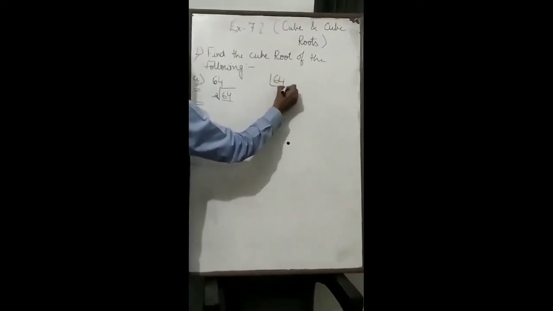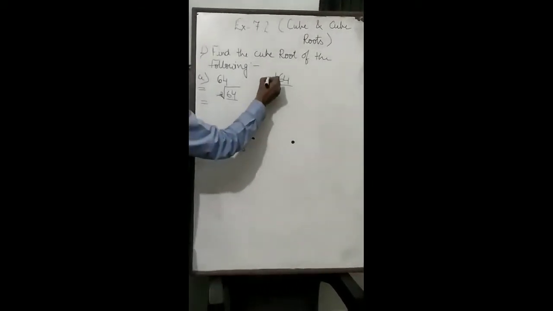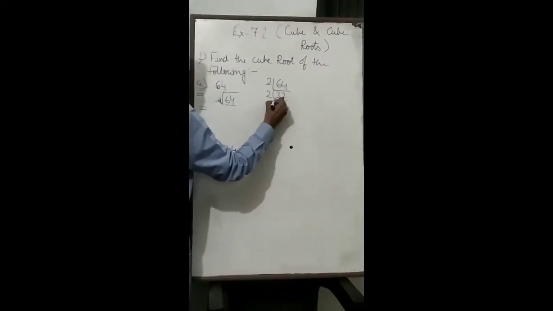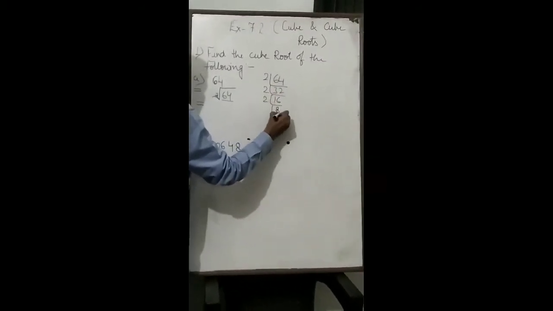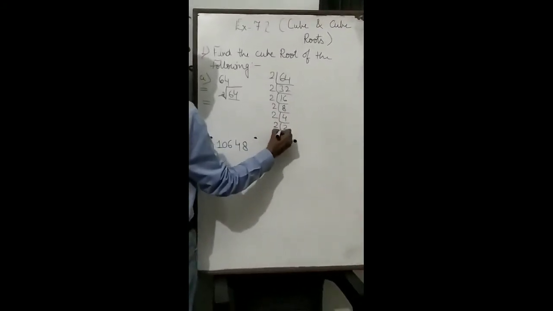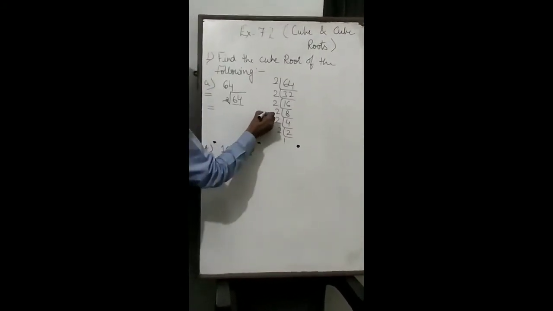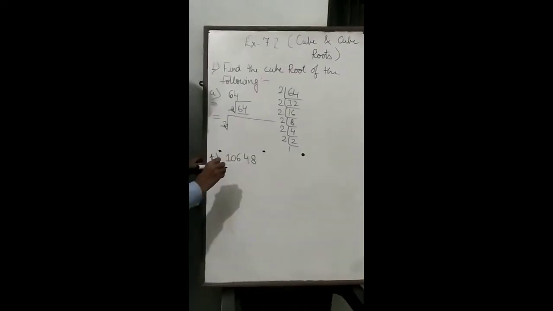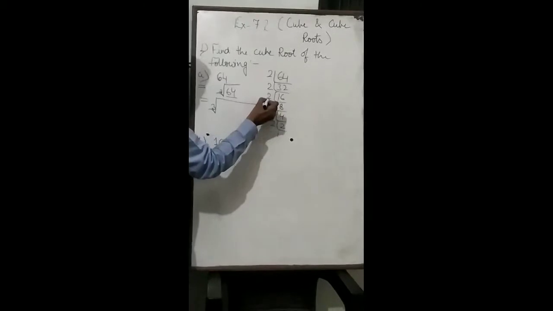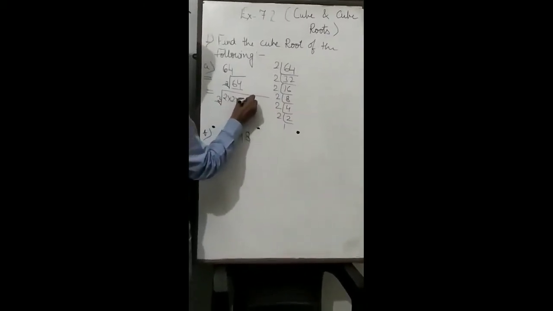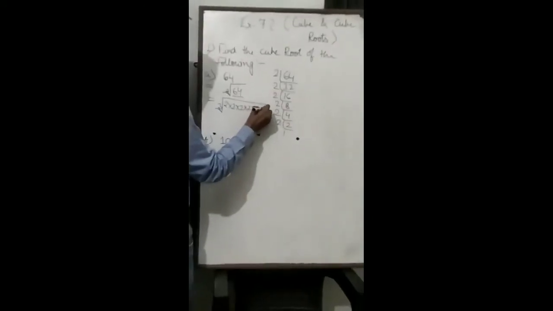And after this, students, you have to find the factors of the number. That means 64 is the number. Now we will find the factors: 2, then again by 2, then again by 2, then again by 2, then again by 2, then again by 2. And after this, you have to note down each and every factor inside the cube root symbol. How many times is 2? 6 times. 1, 2, 3, 4, 5, 6.